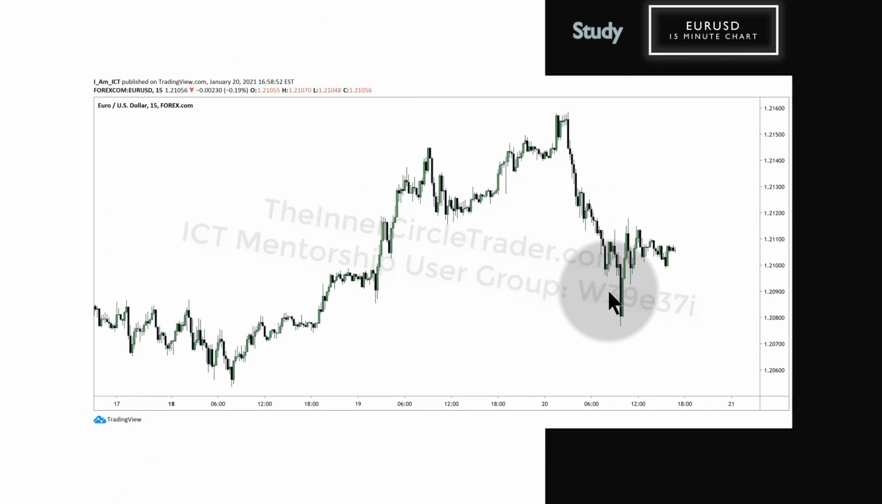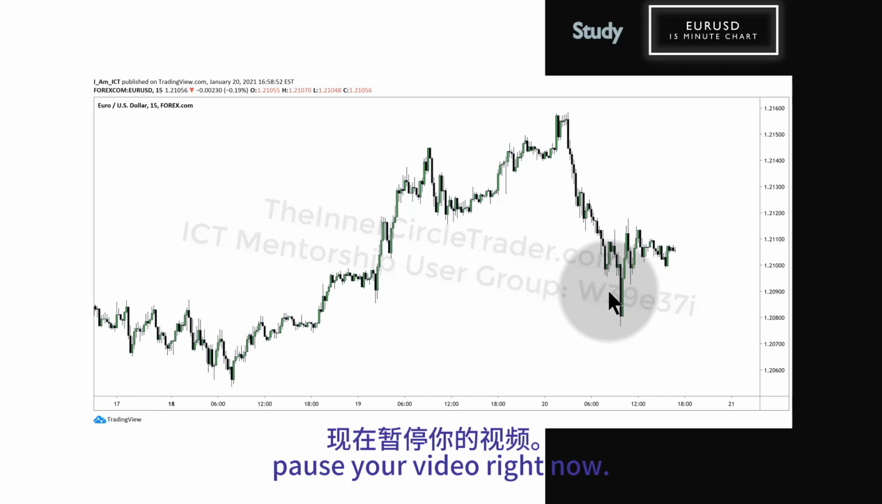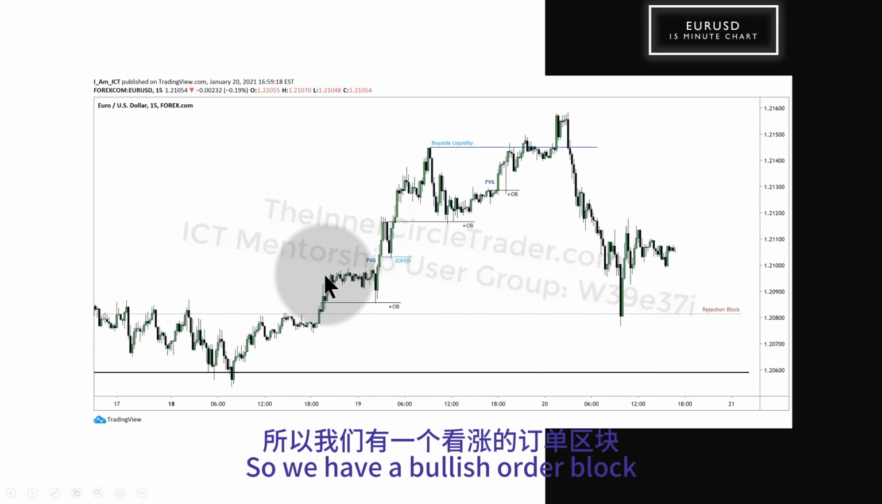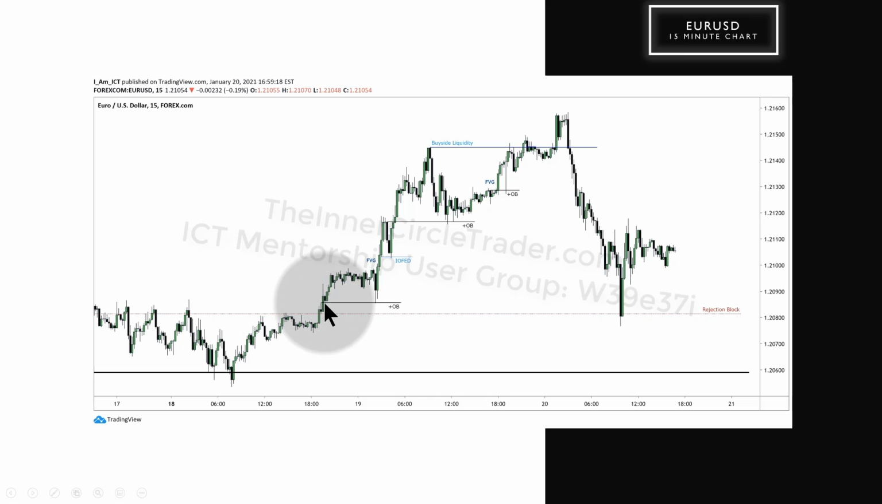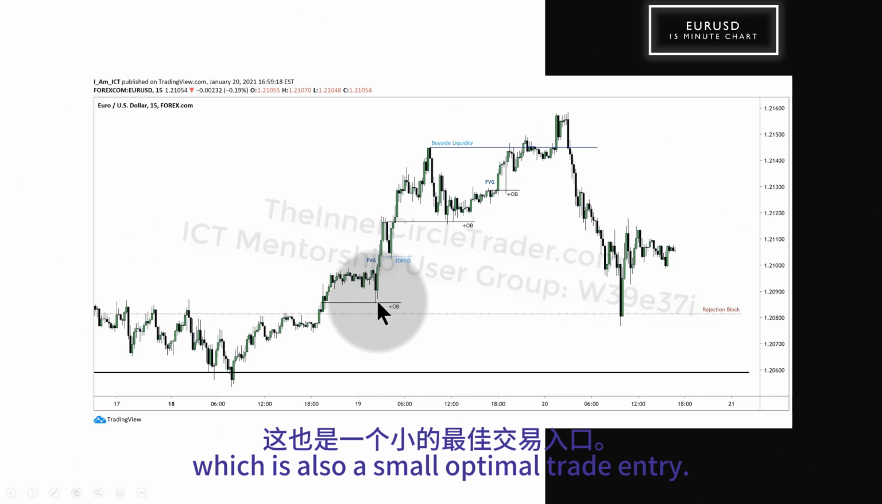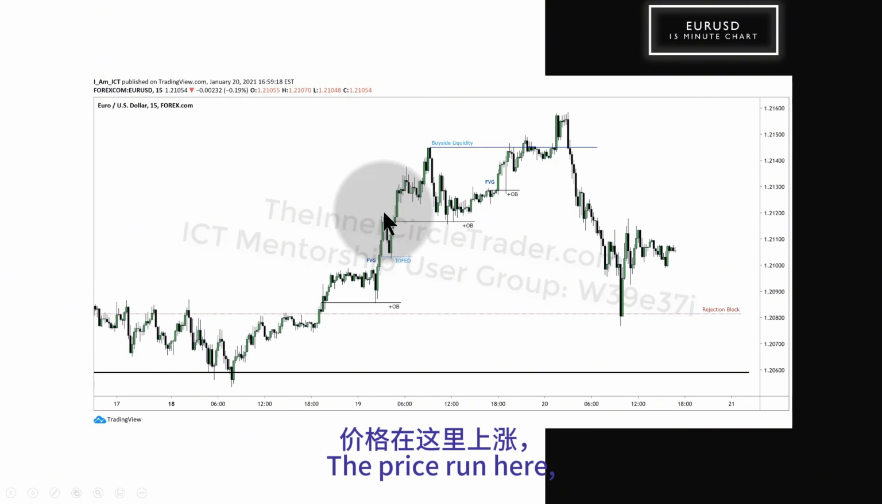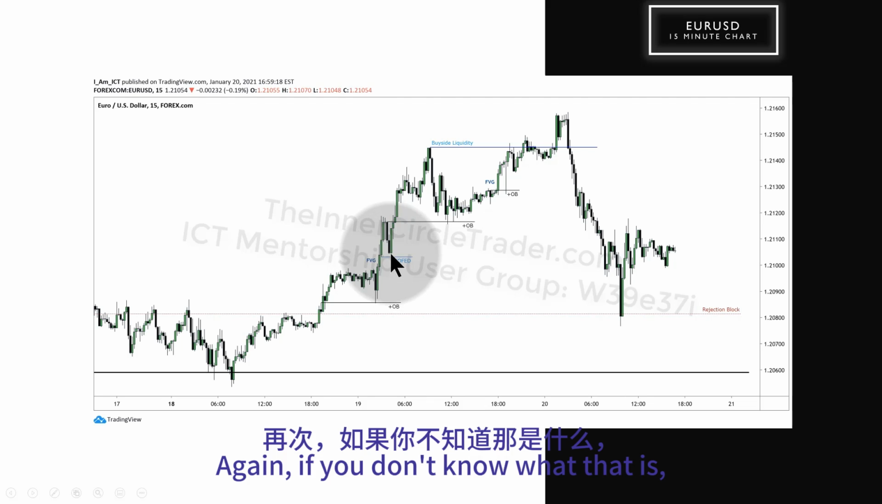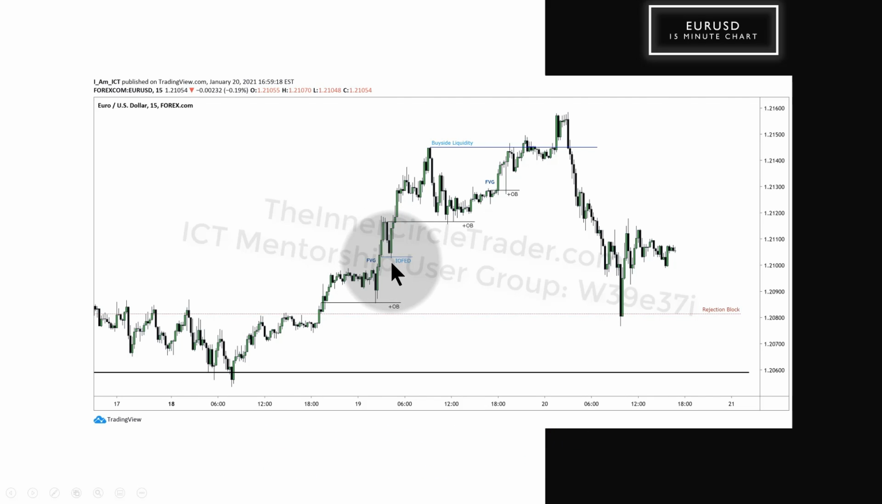15-minute time frame on euro. If you're not ready for the annotations, pause your video right now. All right, so we have a bullish order block here. Trades down into it here, which is also a small optimal trade entry. We have a price run here. Fair value gap, institutional order flow entry drill. Again, if you don't know what that is, you will find it in the commentaries.